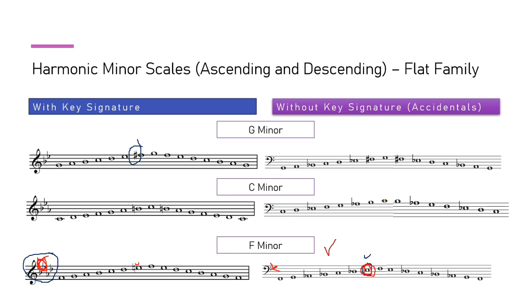If you have the flat as an accidental, which is not in the key signature originally, and now you want to make it a harmonic scale by sharpening that seventh note, you don't need to add a natural sign. Just remove the flat. The note becomes natural. Okay, I hope that makes sense. So basically, this is how to construct harmonic minor scales.